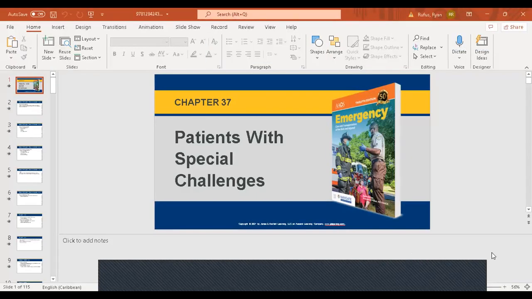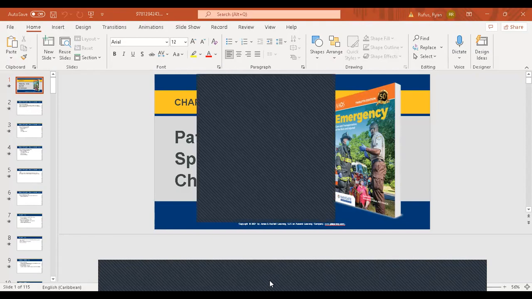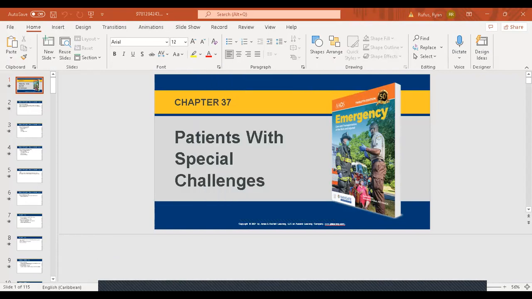All right, so this chapter is gonna look at patients who have chronic disabilities, patients with chronic medical problems, and patients who have to rely on devices or specialized equipment to function in their everyday life.